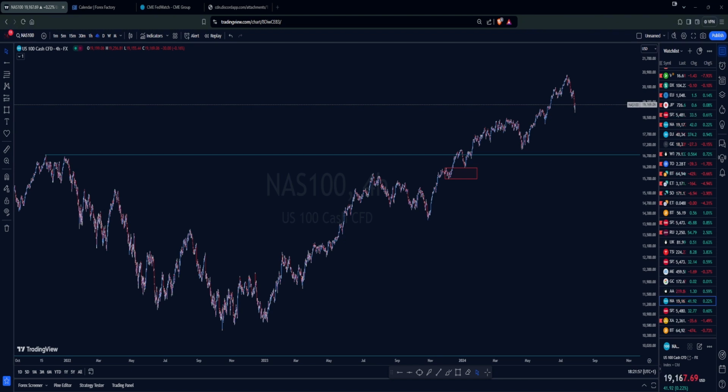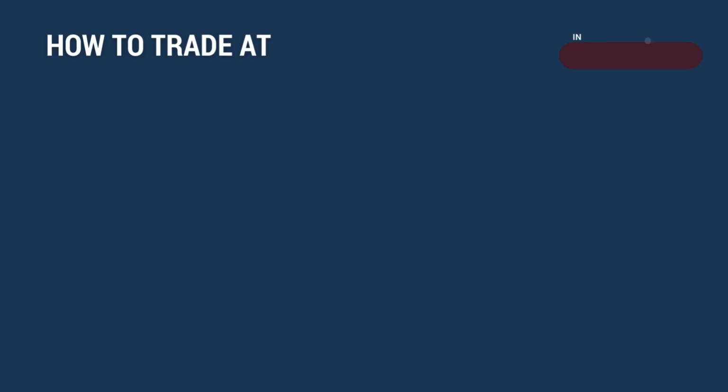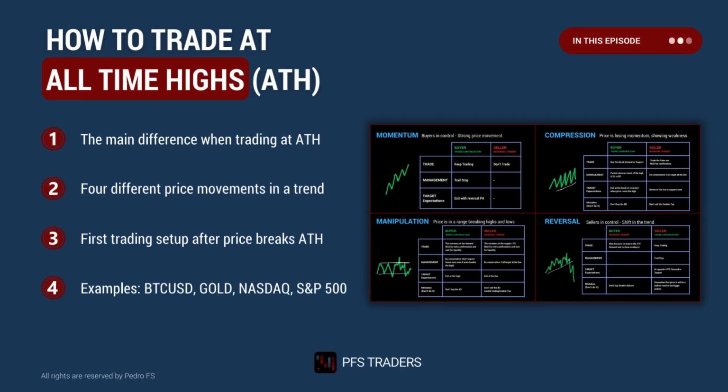created this year. So stay with me and I'm going to explain in a simple way how you can take advantage or carry on taking advantage of these market conditions. So first, I'm going to explain what's the main difference between trading at all-time highs or not trading at all-time highs. Secondly, I'm going to explain 4 different types of price movements that we usually see in a trend and what type of opportunities we can expect on each one of those phases, either if you are a buyer or a seller in this type of markets.